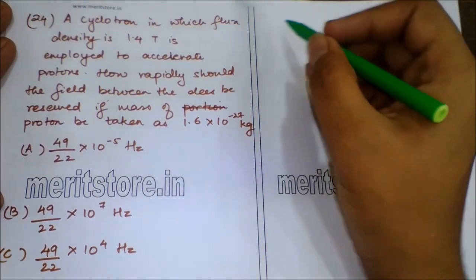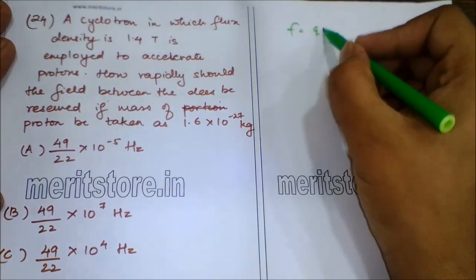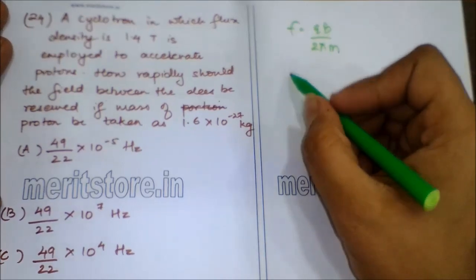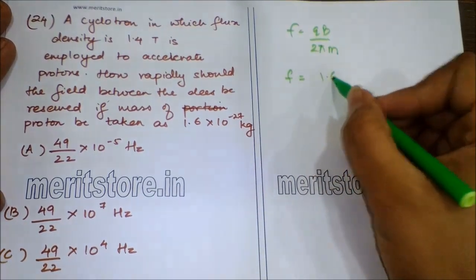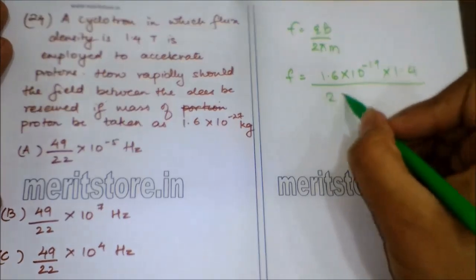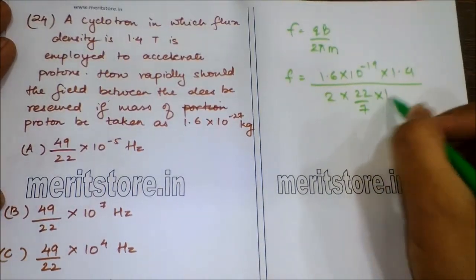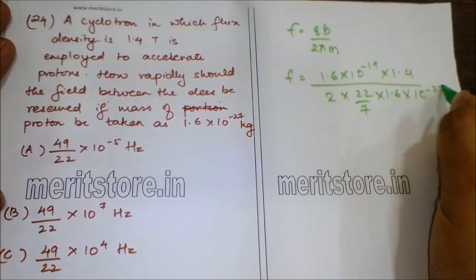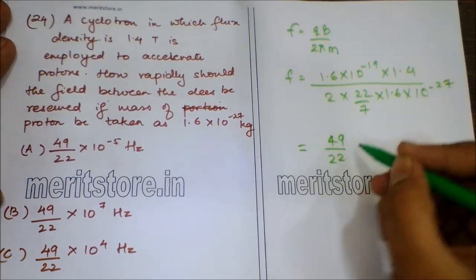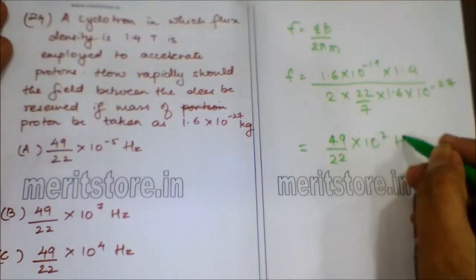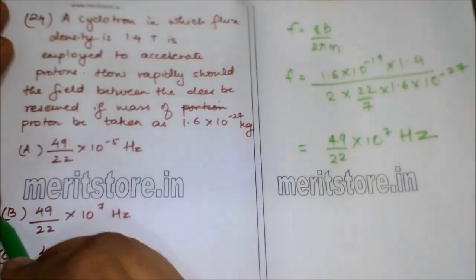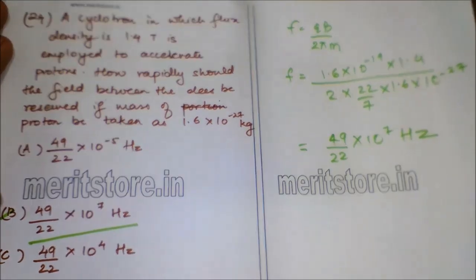So now cyclotron frequency f is given by qB upon 2 pi m. q is the charge of the proton. f is equal to 1.6 into 10 raised to minus 19 into 1.4 upon 2 into 22 by 7 into 1.6 into 10 raised to minus 27, equal to 49 upon 22 into 10 raised to 7 hertz. So 49 upon 22 into 10 raised to 7 hertz, that is option B, is the correct answer.